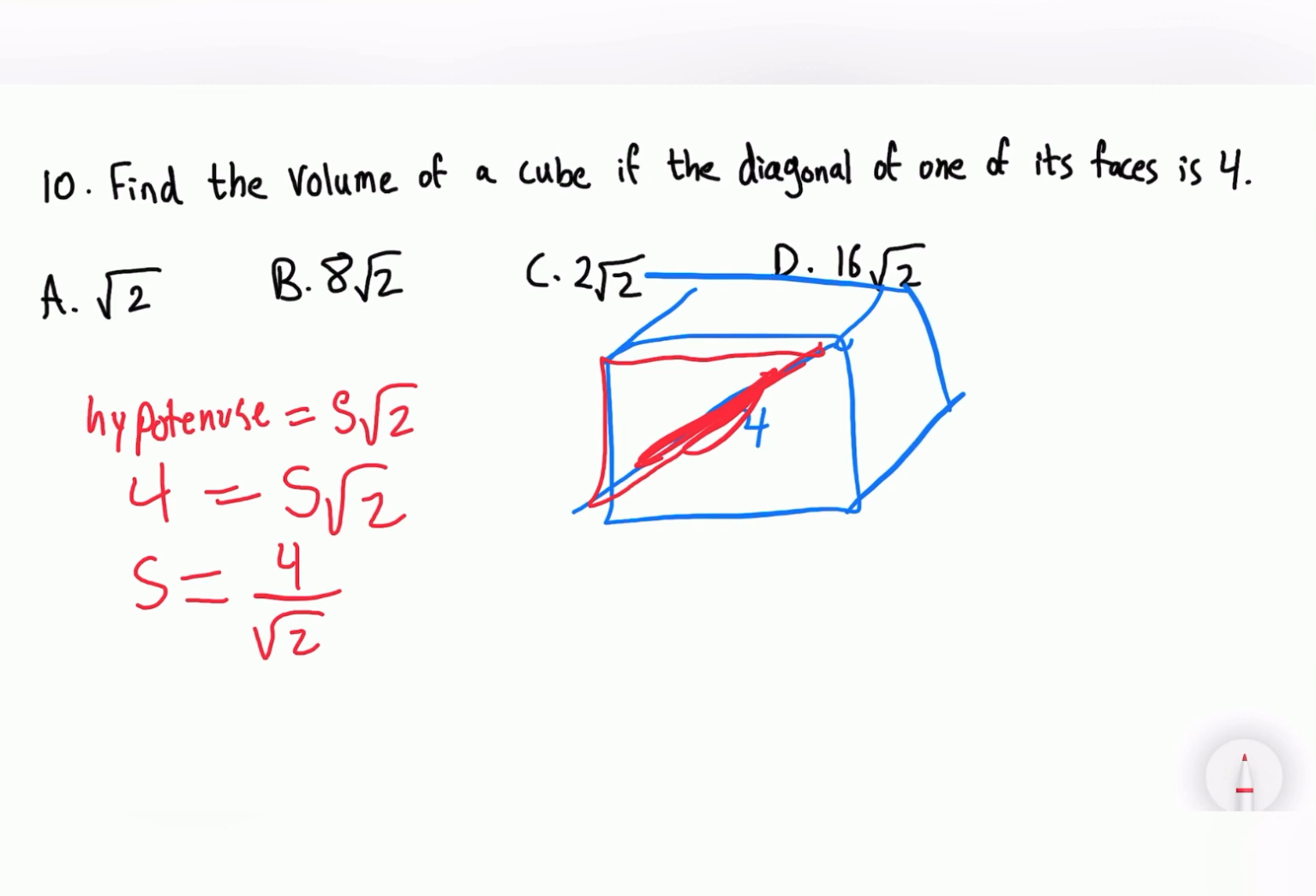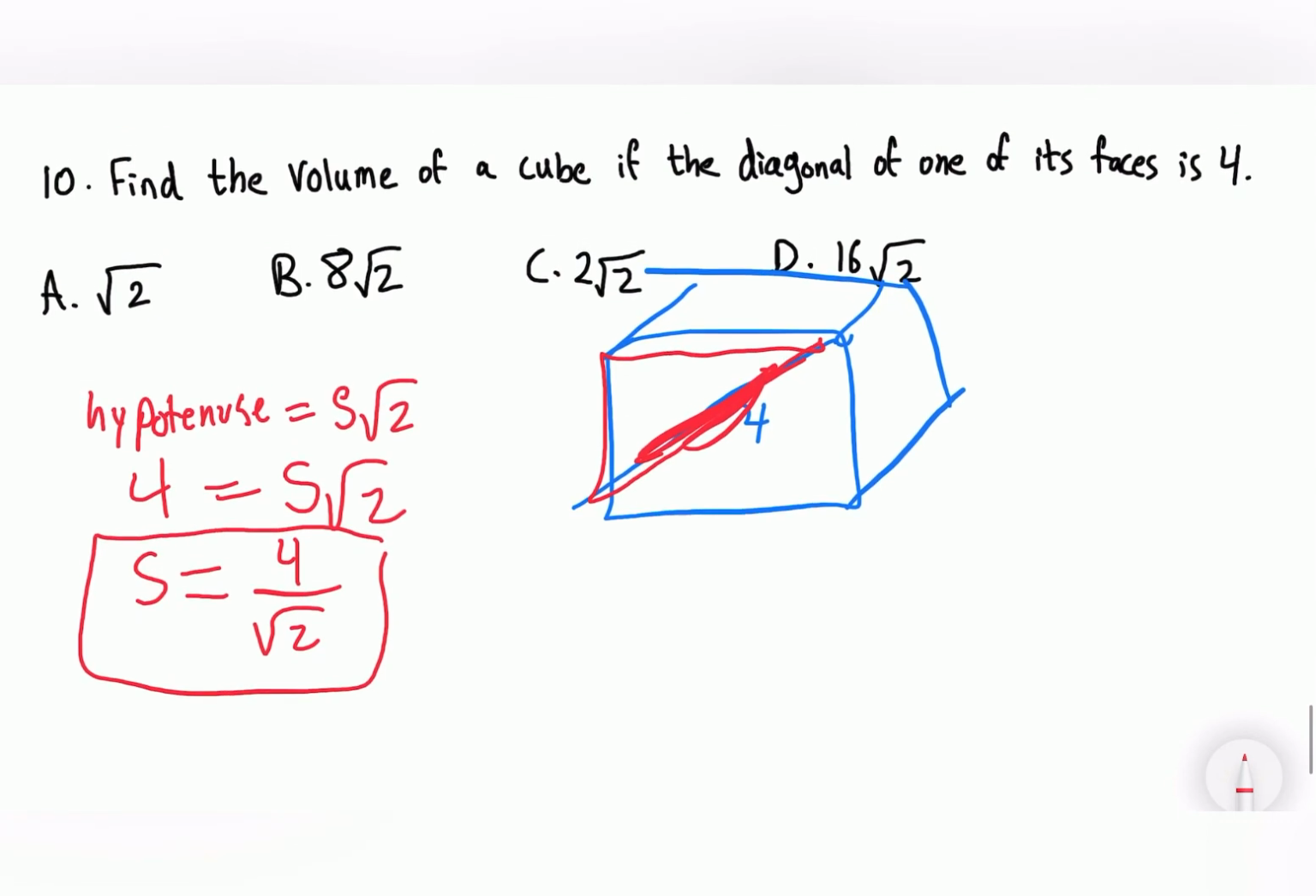Okay. And they told us now to find the volume. Now we know the side. And we know that the volume of a cube is simply the side cubed. So what we have to do is plug it in. We just found the side is 4 over the radical of 2. All we have to do is cube it. And we know that 4 cubed is equivalent to 64. And we have to do radical of 2 cubed, which is going to give us 2 radical 2 in the denominator, and then 64.